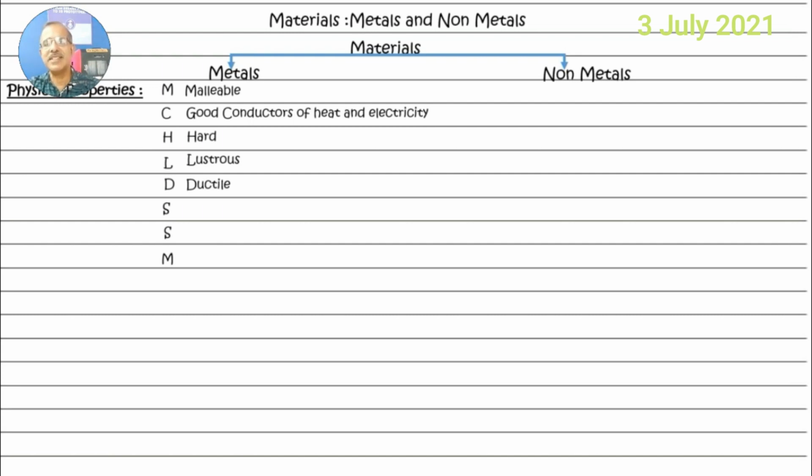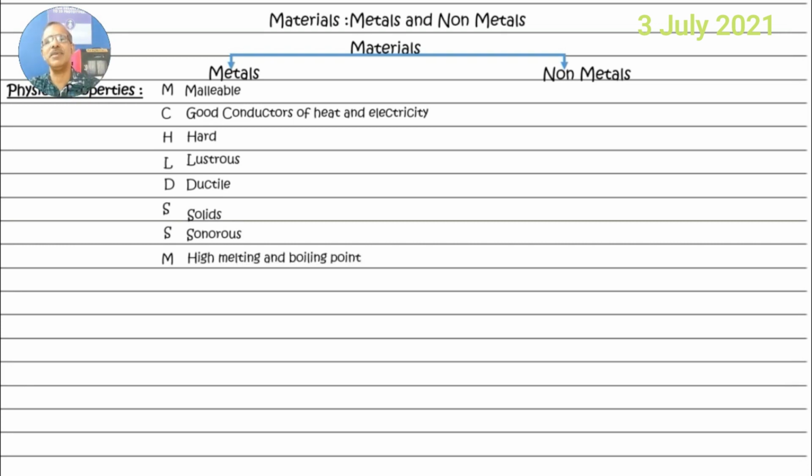And what does S stand for? First S stands for state. In which state are metals available? Solids, right? And second S stands for, what? Can you tell me? Sonorous nature. Metals are sonorous. And what do you mean by sonorous? Property of metals, ringing. When you beat on them, they give a ring sound. And the next is M again. High melting point and boiling point.